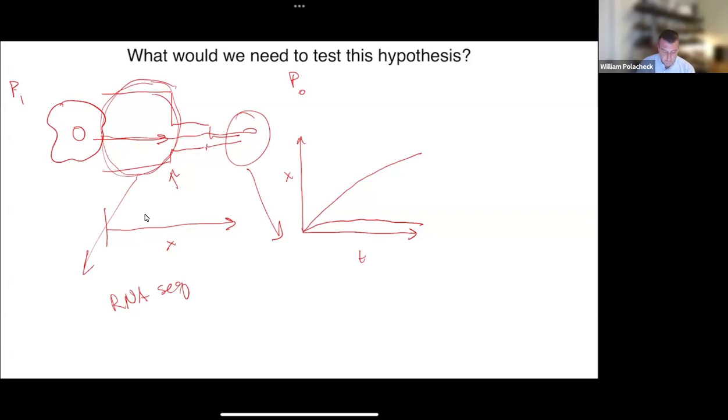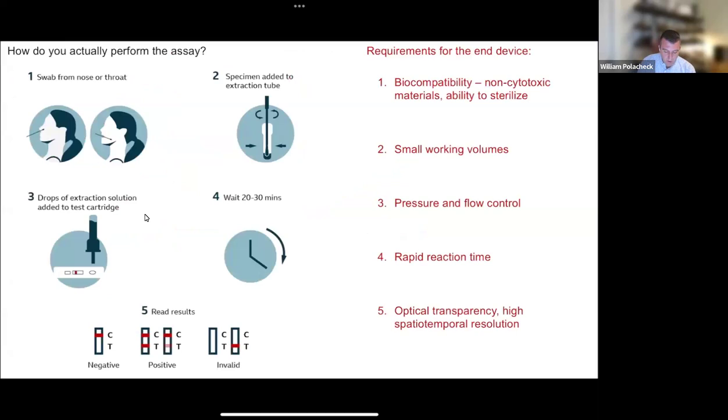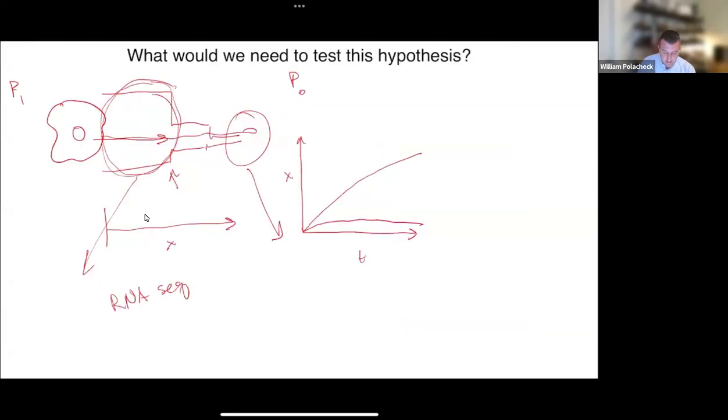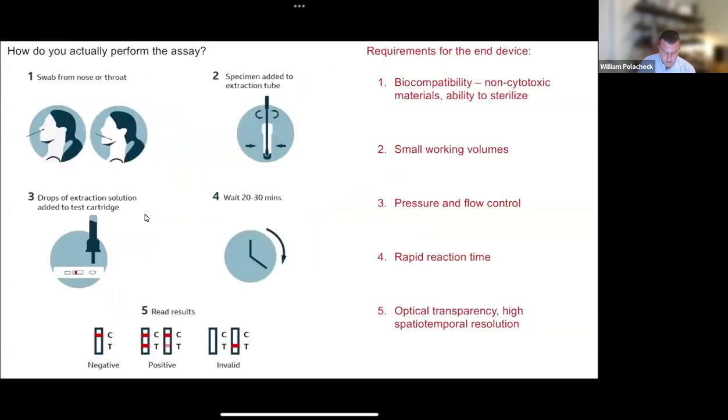metastasis. Okay, so what will we need in order to make an assay like this? Well, the first thing we would need is biocompatibility. We would need the ability to extract a sample from a cell, or from a patient, to force them through our chamber of decreasing sizes.